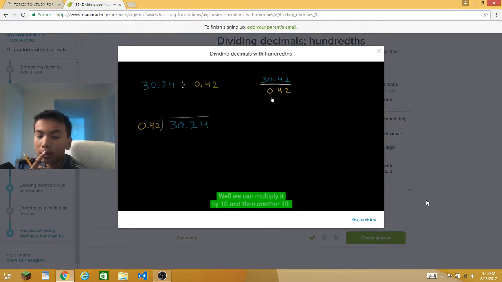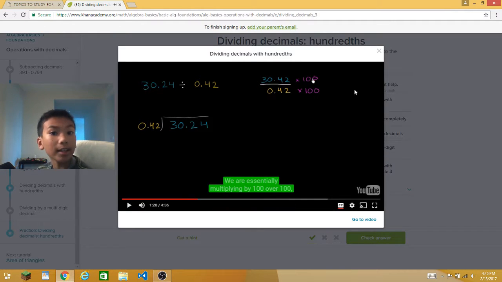Well, we could multiply it by 10 and then another 10. So we could multiply it by 100. So let's do that. If we multiply the denominator by 100, in order to not change the value of this, we also need to multiply the numerator by 100. That's all you gotta learn.